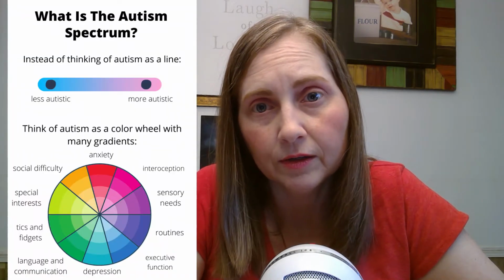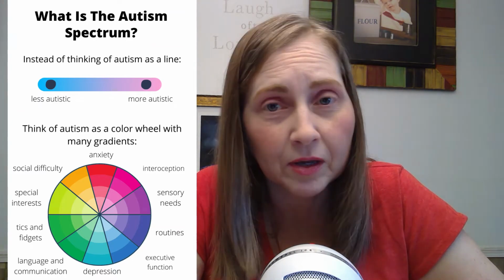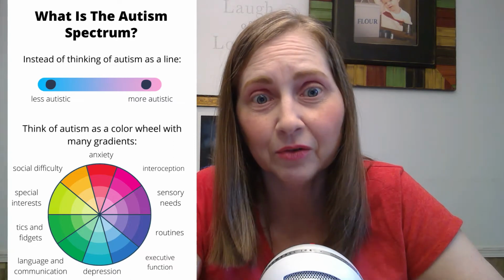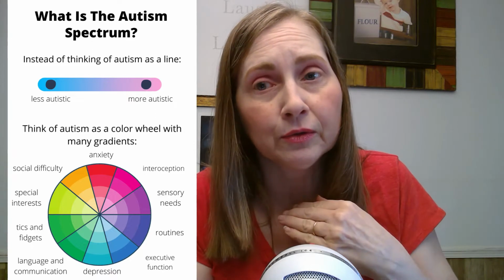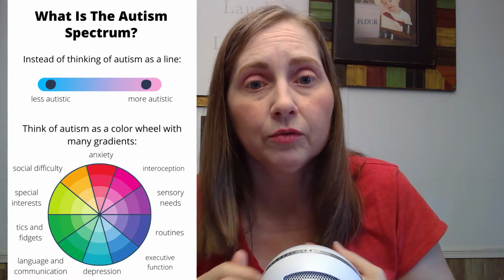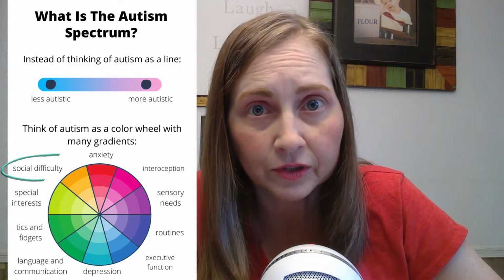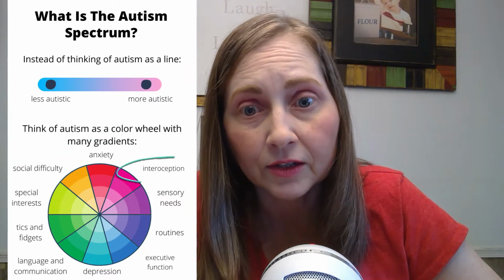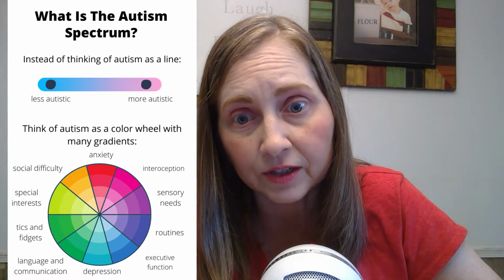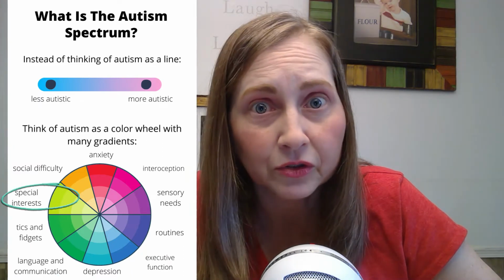Here's a really good graphic to explain what I'm talking about. So, a lot of people, I think, still think of autism as being a line. You know, you're less autistic to more autistic, but it's really more of a circle. So, what that circle can cover is things like social difficulty, anxiety, interoception, sensory needs, routines, executive function, depression, language and communication, tics and fidgets, special interests.